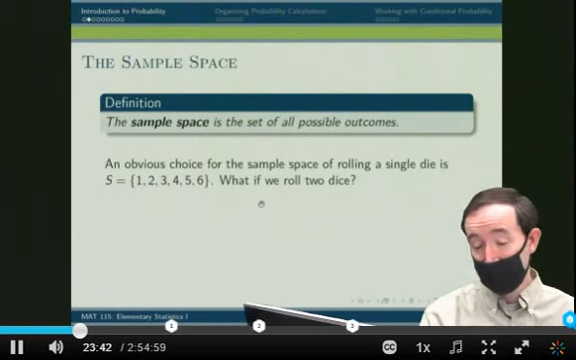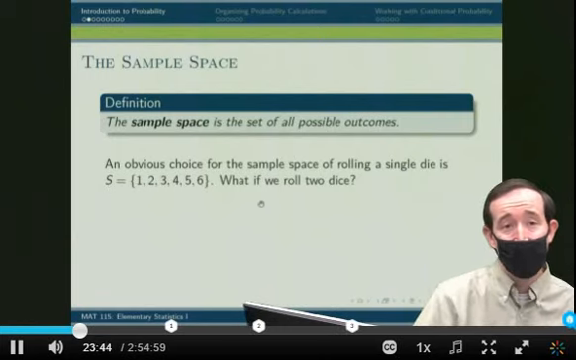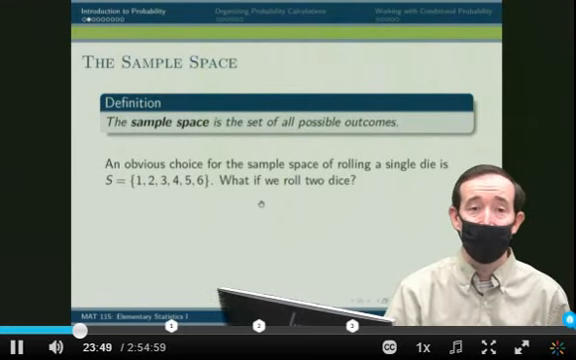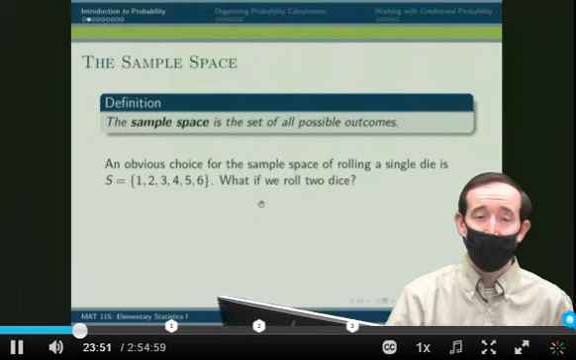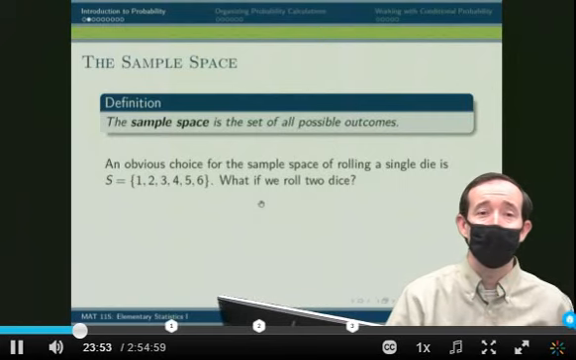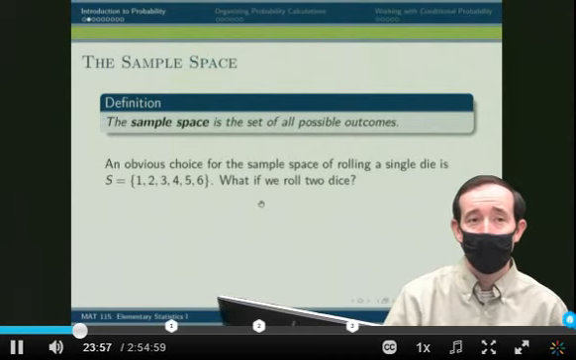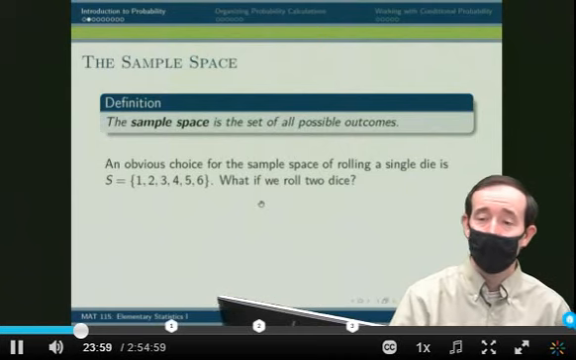And so if I'm considering again that same example, rolling a die, the possibilities are 1, 2, 3, 4, 5, and 6. Now what would happen if I were to roll 2 dice simultaneously? What would the sample space look like then?